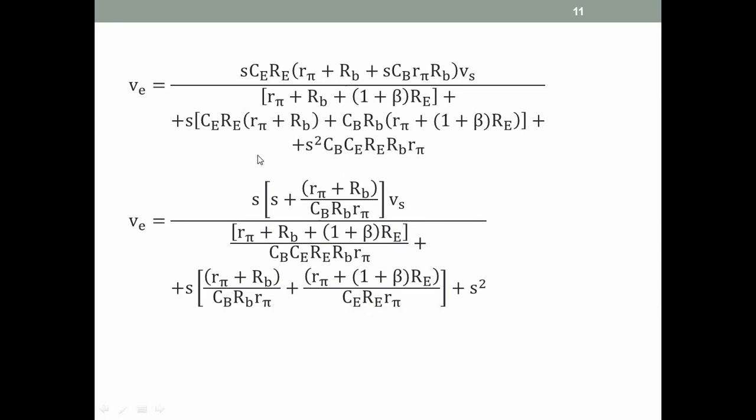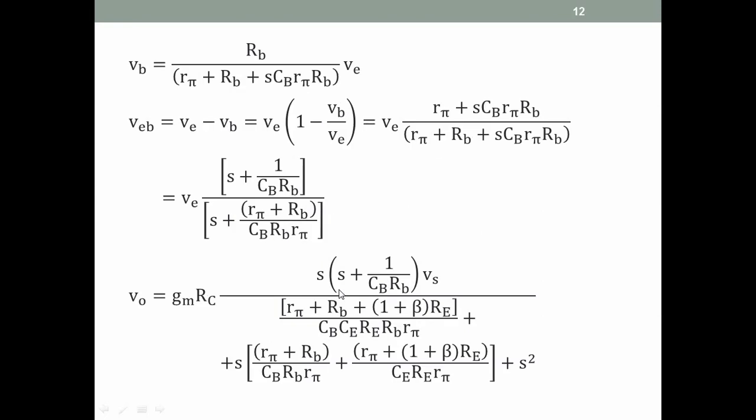Alright, so that goes away, so we get S into S plus R pi plus RB divided by CB RB R pi, and this thing which was at the top has gone, divides each of the denominator terms, and it turns out that the coefficient of S squared was the same. So that goes away. So we have S squared with a unity coefficient and these two big expressions. Okay.